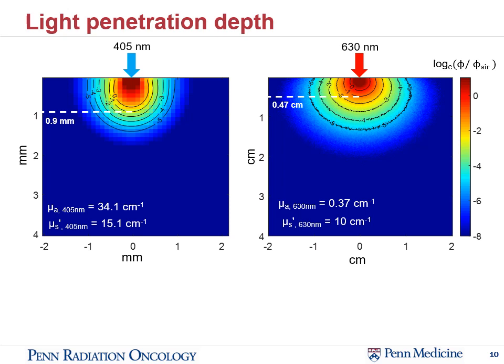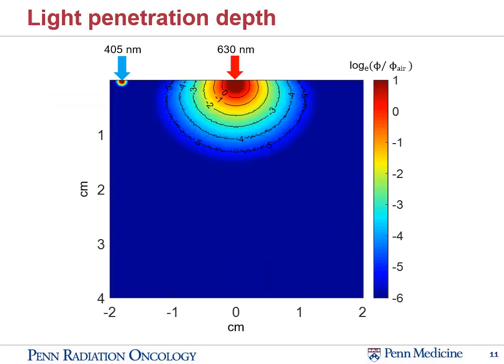Light penetration depth is defined as the depth when source power drops to 1 over e, or around 37% of its initial value. From the plots, we can determine the penetration depths at each wavelength by looking at the -1 contour line along the central axis. From the simulation results, light penetration depth is approximately 0.9 mm at 405 nanometer and around 0.47 cm at 630 nanometer wavelength. It should be noted that these two figures are plotted in different scales on the x and y axis, millimeters on the left figure and centimeter on the right figure.